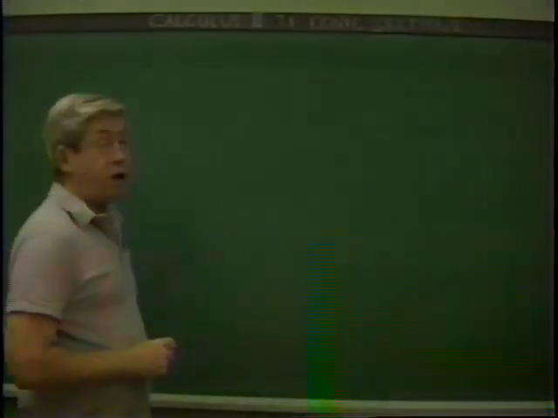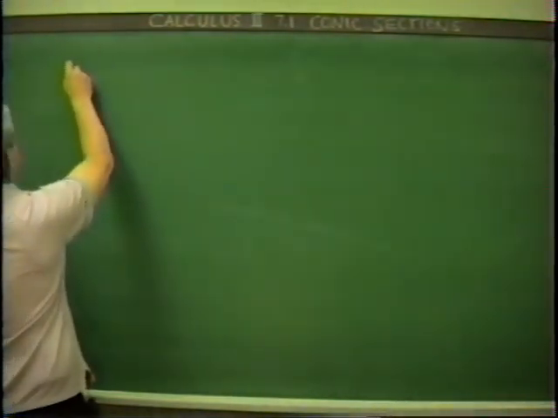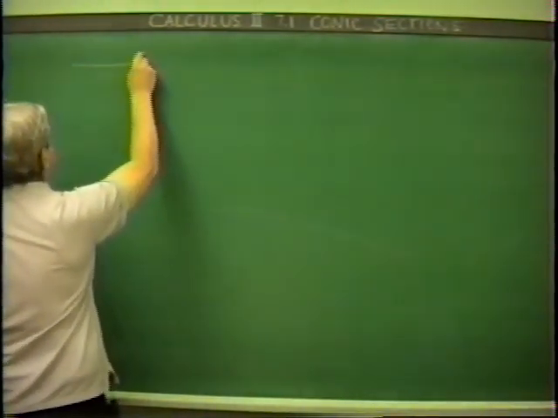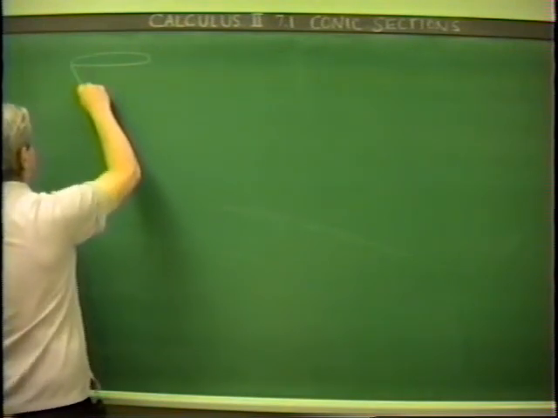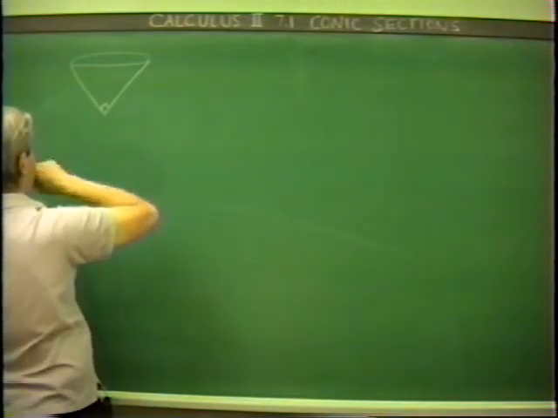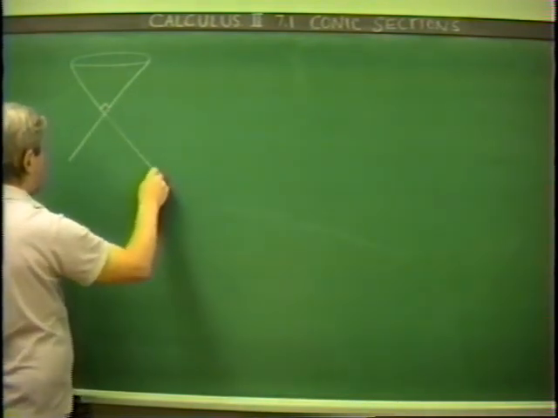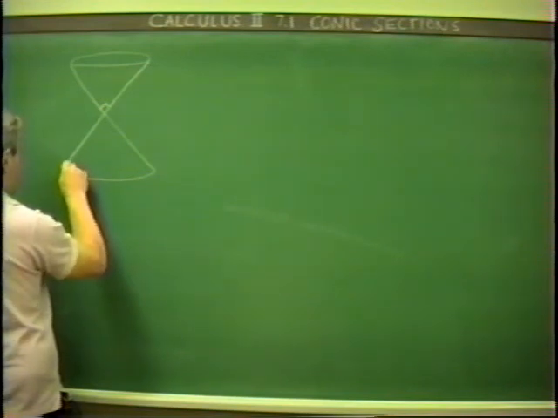We want to take a look at conic sections on this page. A conic section is described as follows. If you take what's called a right circular cone, you put a circle here like so, and you form a cone in this fashion here, so this is a right angle here, and extend this indefinitely.